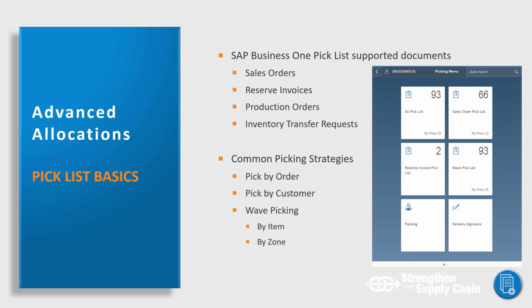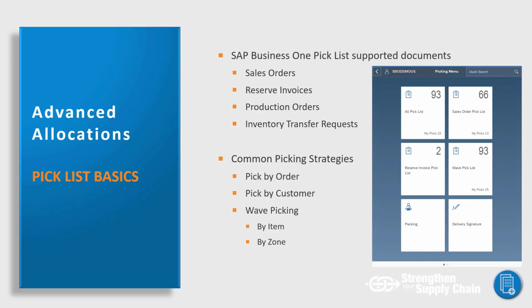Pick by customer is similar to pick by order, but adds the ability for multiple orders from the same customer to be combined and picked, then likely shipped together. Wave picking is an example of multi-order picking that is designed to improve speed and efficiency of the picker's time by reducing the number of trips to the same bin location.